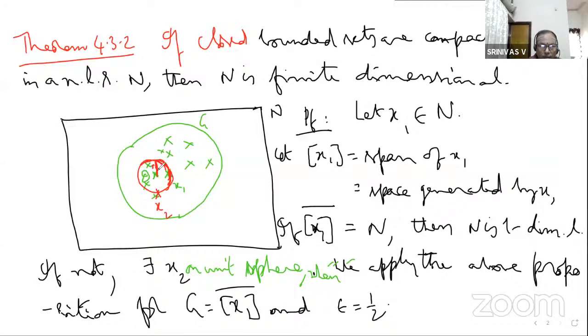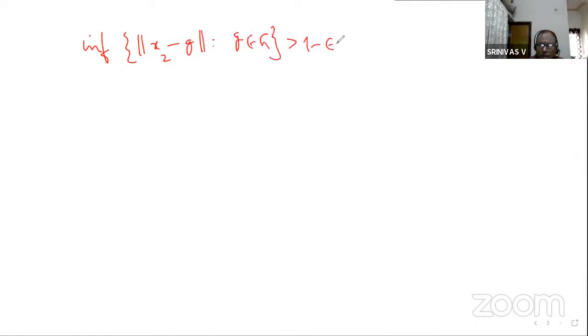This is a sphere centered at the identity, with radius 1 unit. On this unit sphere, there will be an element x2 such that the infimum of norm of x2 minus g, such that g belongs to G, is greater than 1 minus epsilon. I'm taking epsilon equal to half, so this is half.